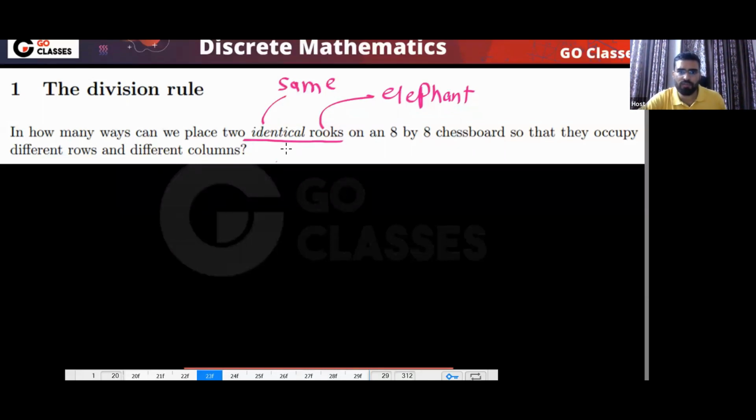In this question, we want to put identical rooks, two same rooks, on an 8x8 chessboard such that they are in different rows and they are in different columns. When you read this question, let me tell you what will come to your mind. It will come to your mind that if they were different, this problem is very simple. See, if they were different, life would be so good.